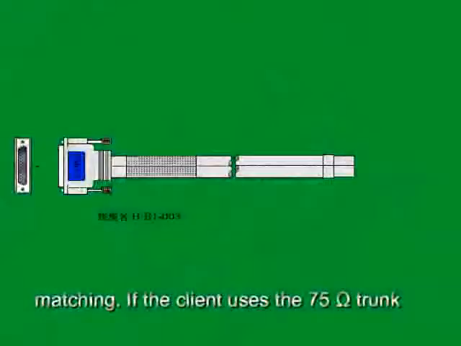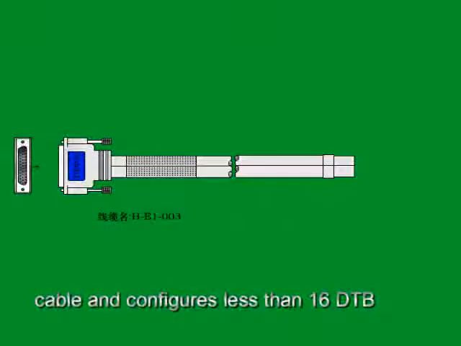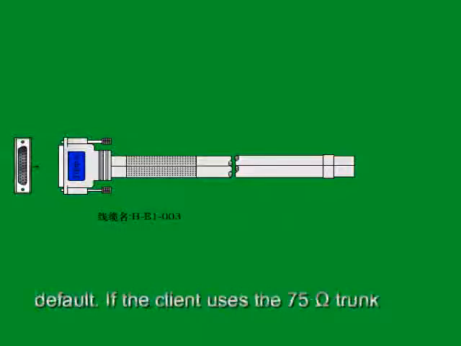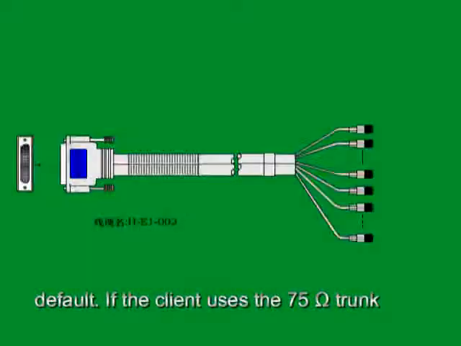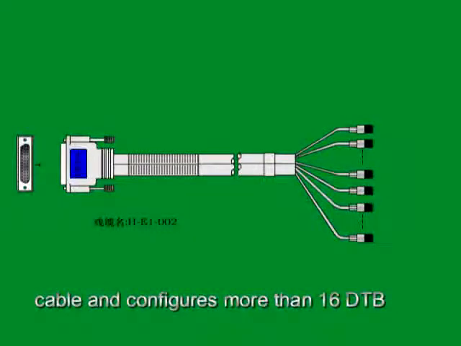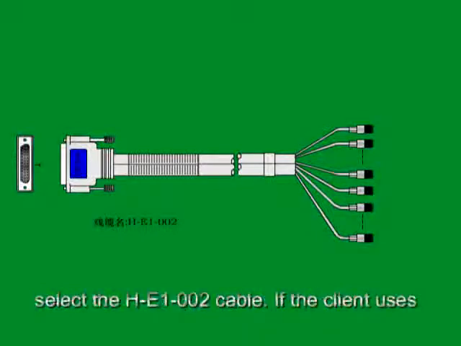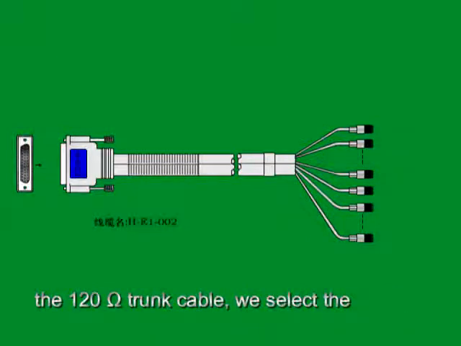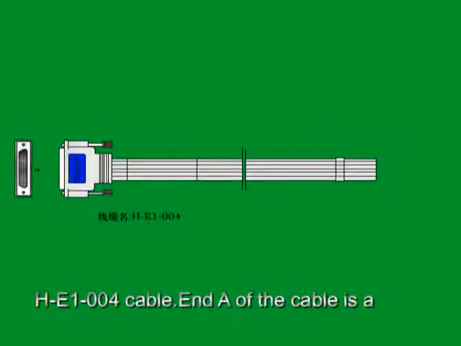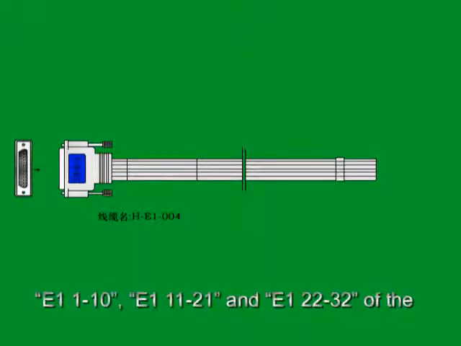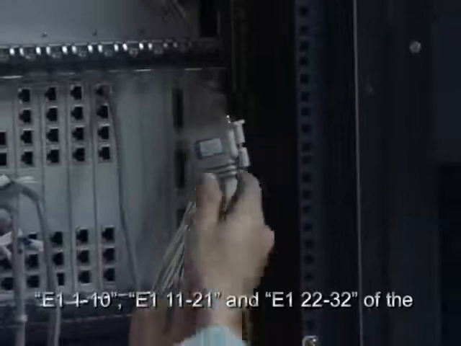If the client uses a 75 ohm trunk cable and configures less than 16 DTB boards, select the H-E1-003 cable by default. If the client used a 75 ohm trunk cable and configures more than 16 DTB boards, and the connector is a CC4Y-J, select the H-E1-002 cable. If the client uses the 120 ohm trunk cable, we select the H-E1-004 cable.